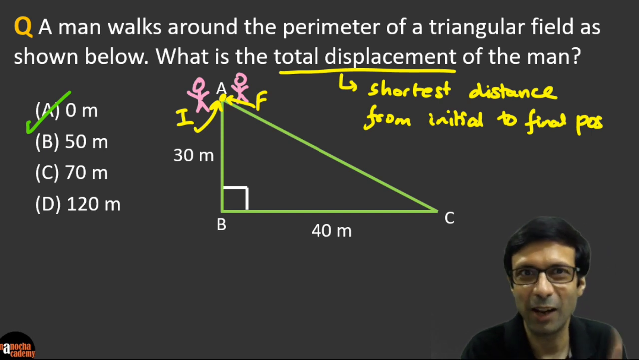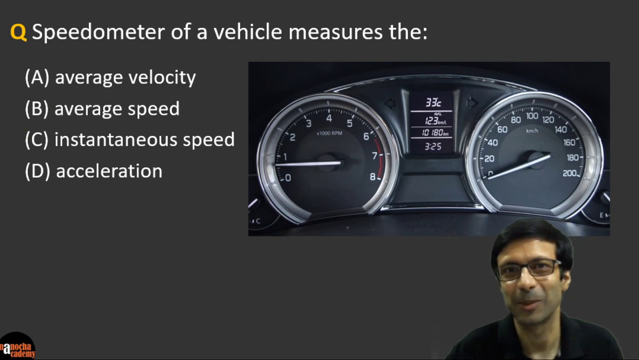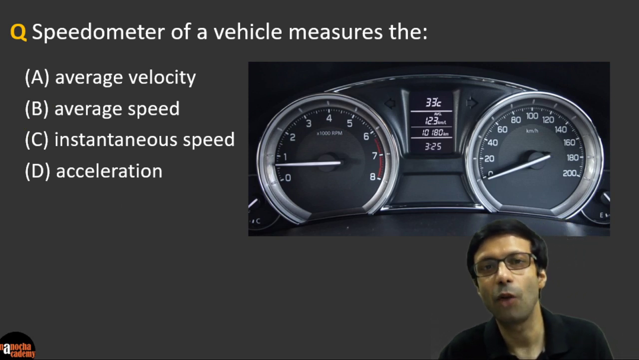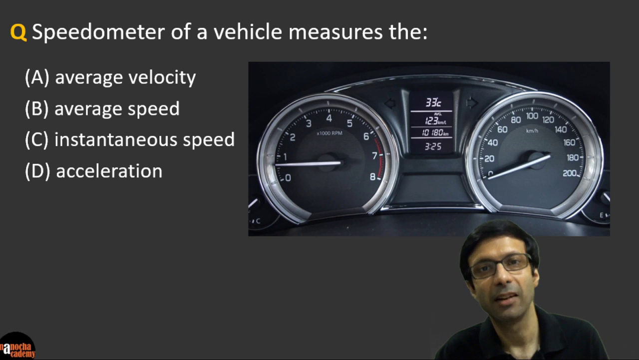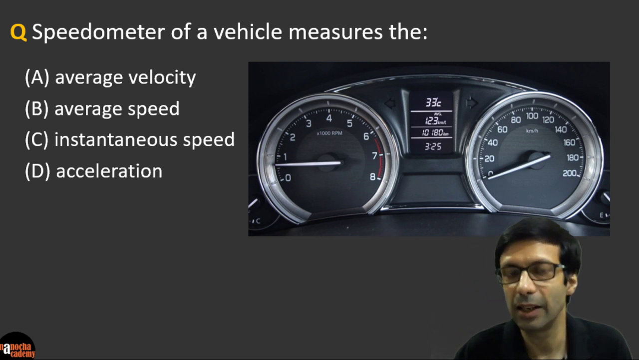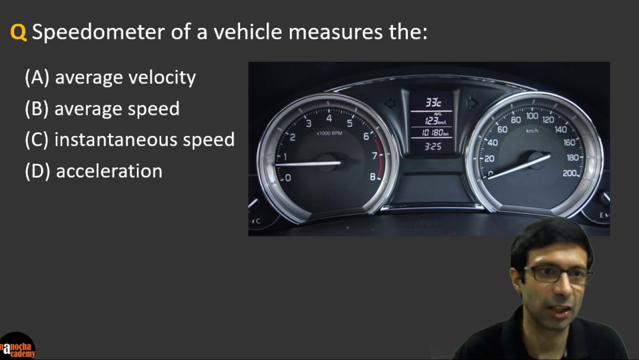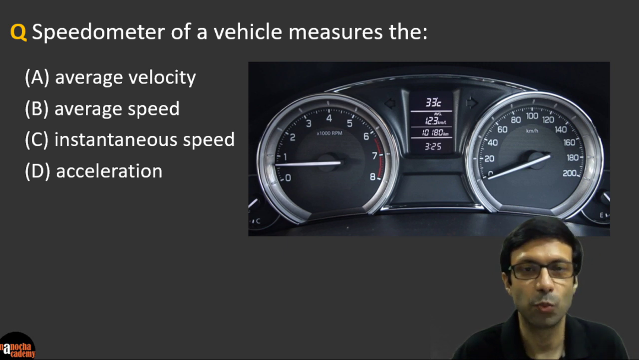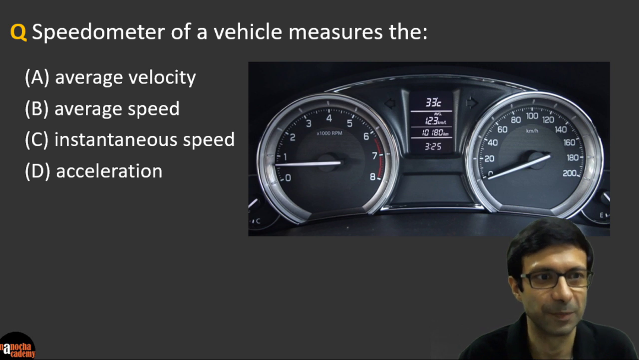Now, guys, are you ready for the next question? Here it is. The speedometer of a vehicle measures: A, the average velocity, B, average speed, C, instantaneous speed, or D, acceleration? So guys, what do you think is the answer here?